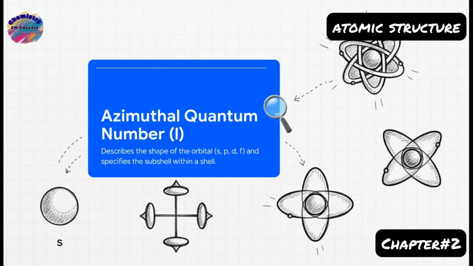Okay, next we need to find the street using the azimuthal quantum number, or l. Inside each of those big energy shells, there are subshells, and l actually describes their shape. The simplest one is a perfect sphere, the s orbital. Then you get these dumbbell-shaped p orbitals and even crazier d and f shapes. This number tells us what kind of neighborhood the electron lives in.